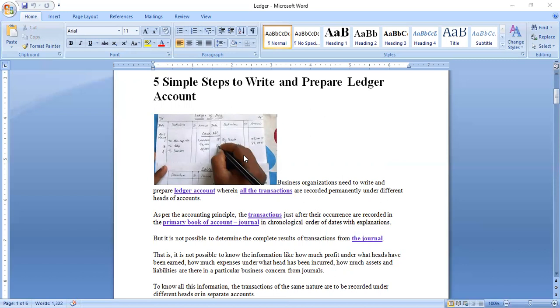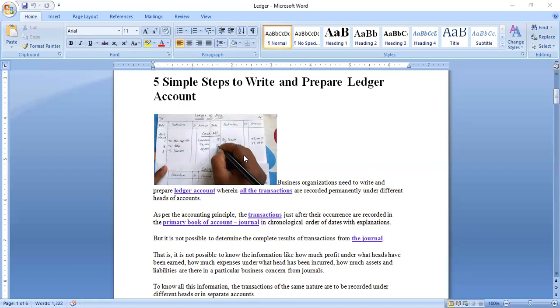So that's why organizations must write and prepare the ledger accounts to easily collect the information for each and every type of account. Like a businessman wants to know what the cash balance is today. So obviously he goes to the cash book and finds out the balance today, how much is in reserve in the bank, how much discount he got today, and how much discount he provided to the customers today. Each and every piece of information related to cash is collected from the cash book.